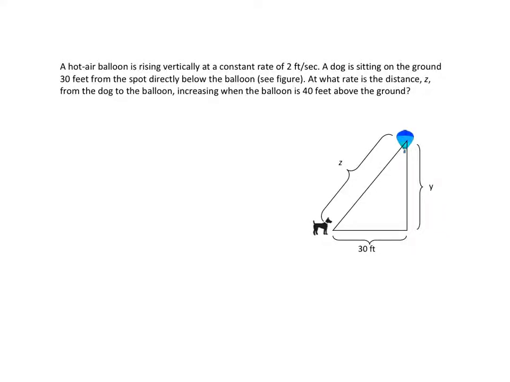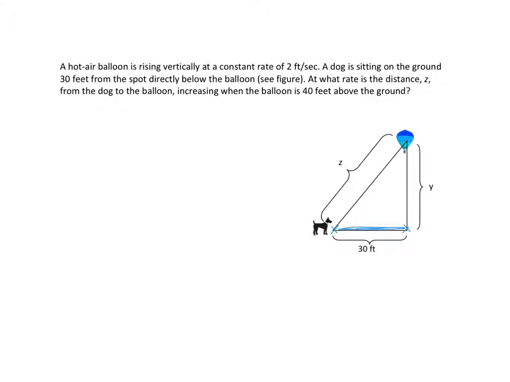In this problem, we have a hot air balloon rising vertically at a constant rate of 2 feet per second. There's a dog sitting on the ground 30 feet from the spot directly below the balloon. So that distance is 30, the distance from here to here, and it's fixed, it's constant. At what rate is the distance z from the dog to the balloon increasing when the balloon is 40 feet above the ground?